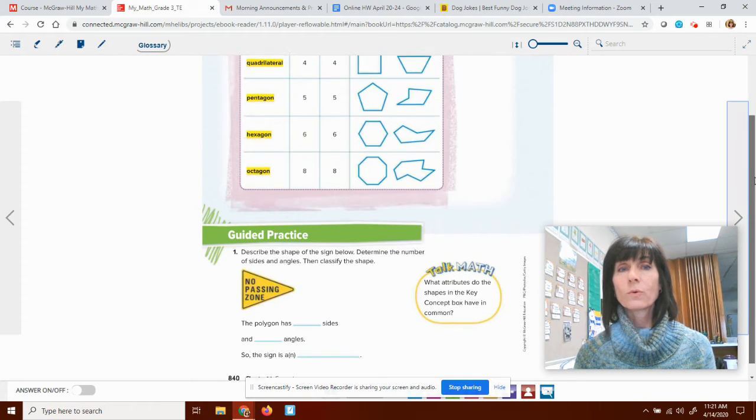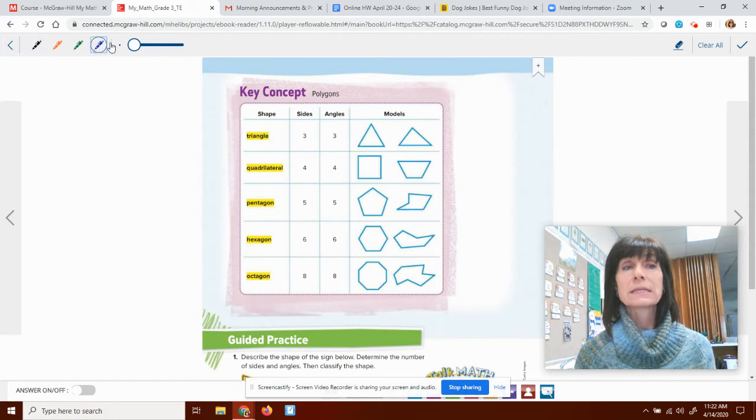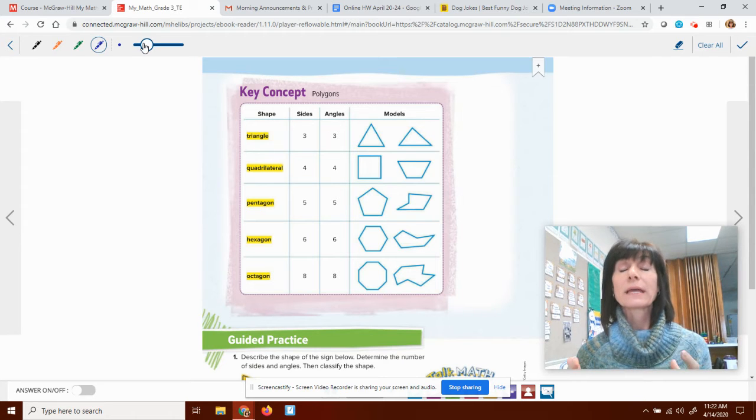On page 840 at the top of the page, it says a key concept. They're showing us the shape, the number of sides, the number of angles, and a model of what this might look like. A triangle is anything with 3 sides and 3 angles. We always see a triangle looking beautiful with 3 equivalent sides, but triangles don't have to have equivalent sides. As long as it's got 3 sides, it can look a lot of different ways.